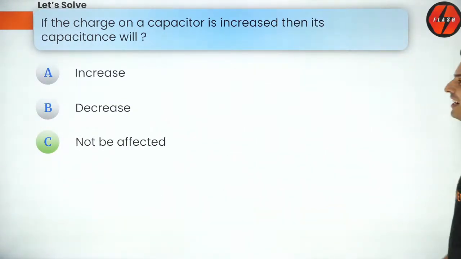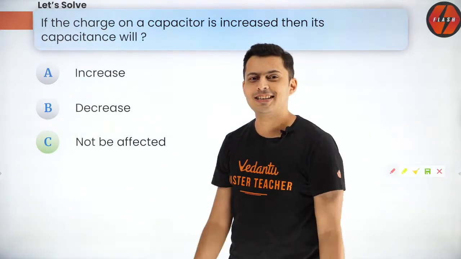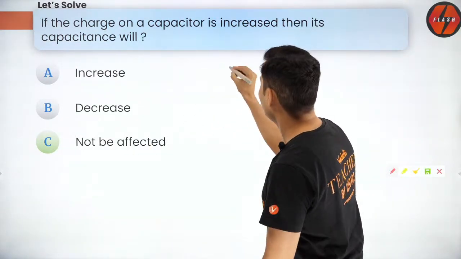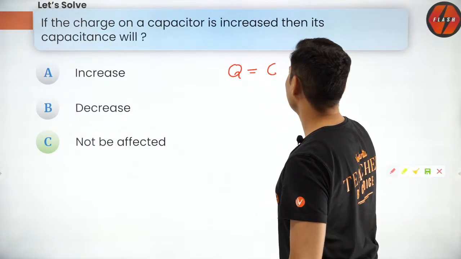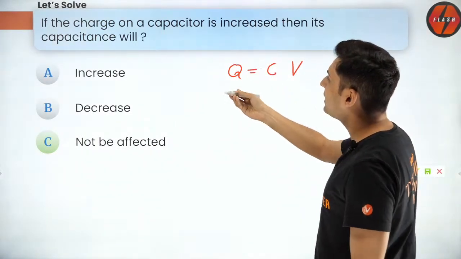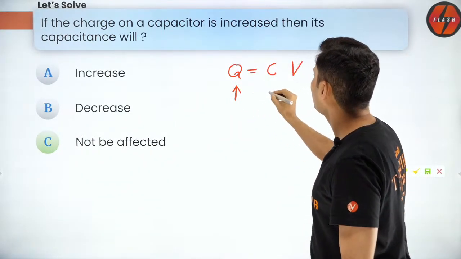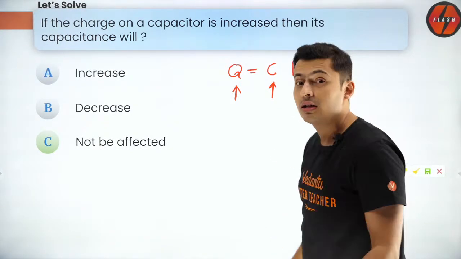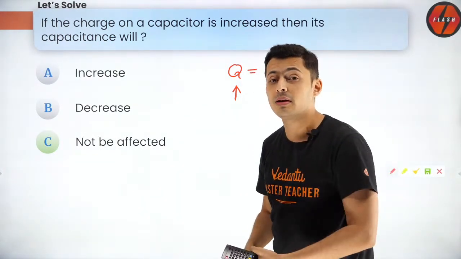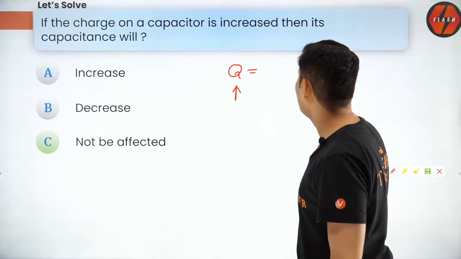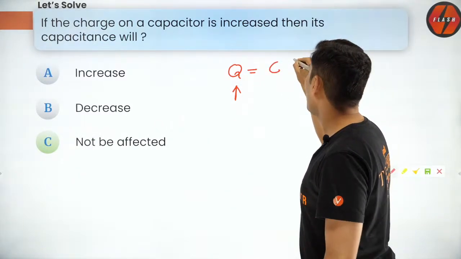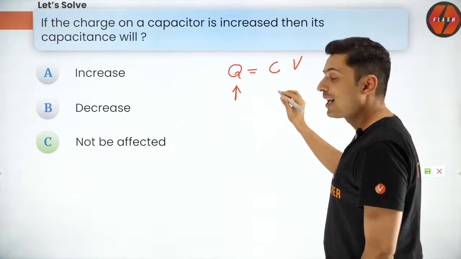You will be like, what the hell? Sir, what the hell just happened? I just thought Q is equal to CV. So you might be thinking, oh, charge has increased, so capacitance will increase. Guys, be careful. Capacitance does not depend on how much charge you store.